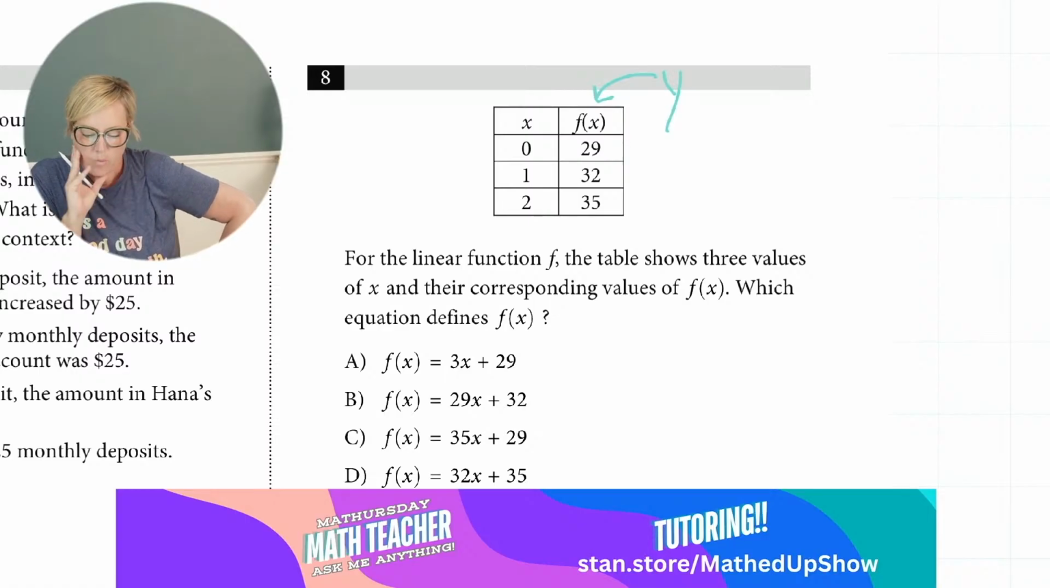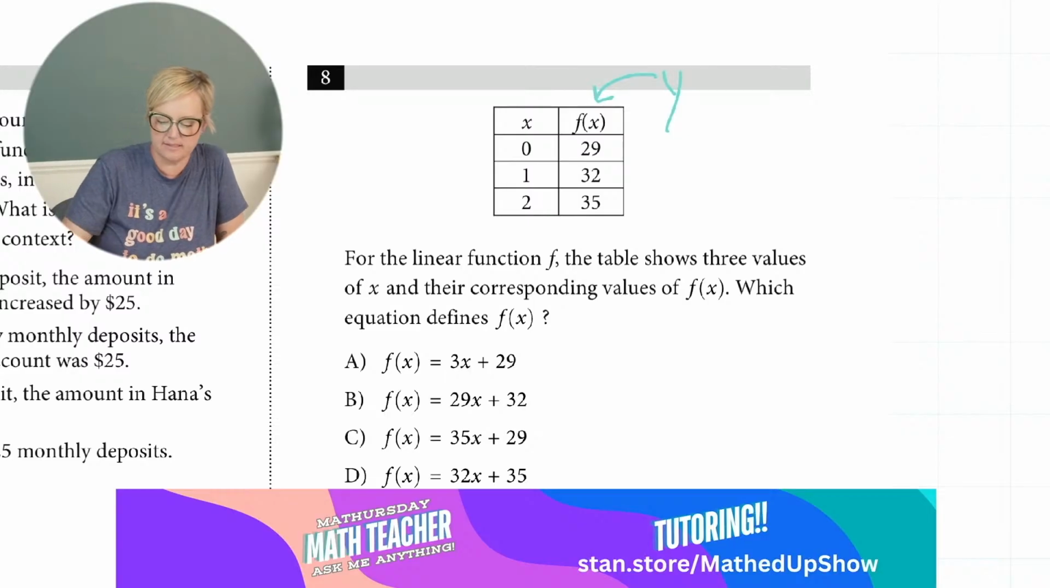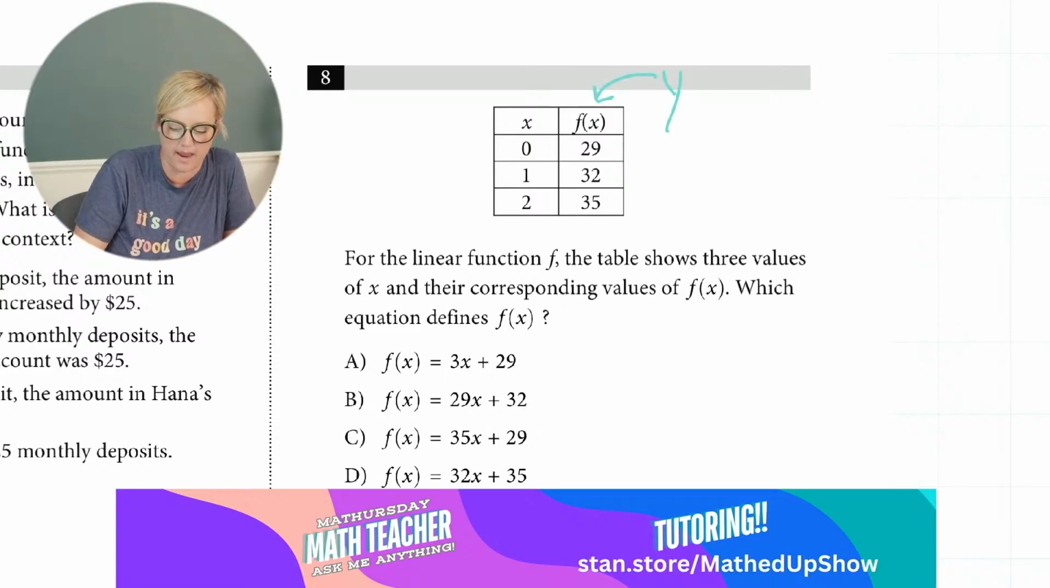So what you're really looking at is an X and Y T-chart, right? It's just a basic T-chart that you've got. Like I was saying, if you replace the f of x with y, you would see that these equations should match up with these values. So when you look at this, you have 3 times x plus 29.